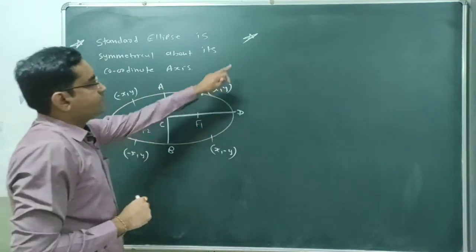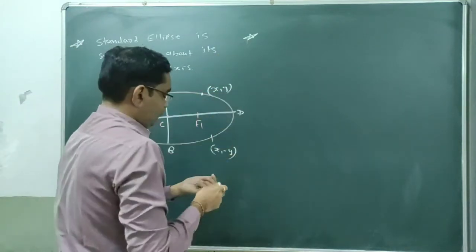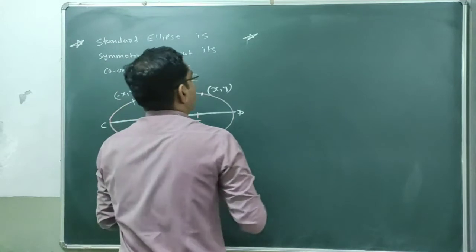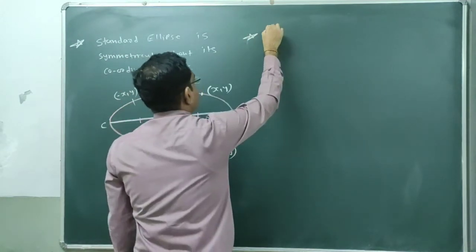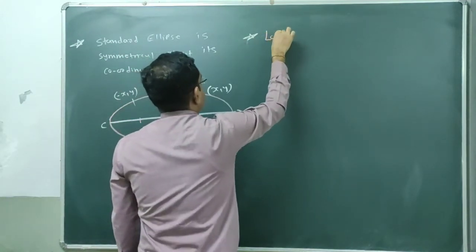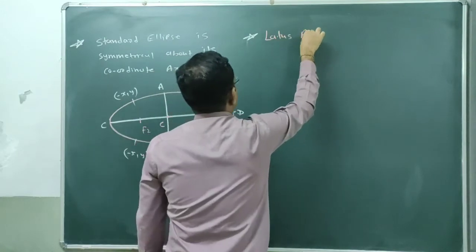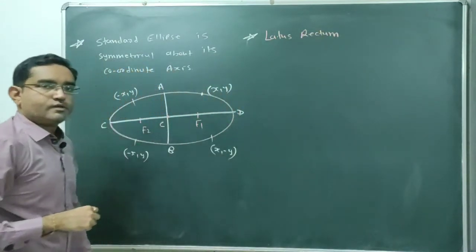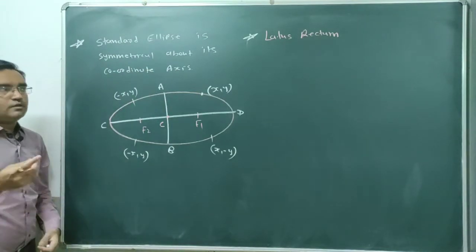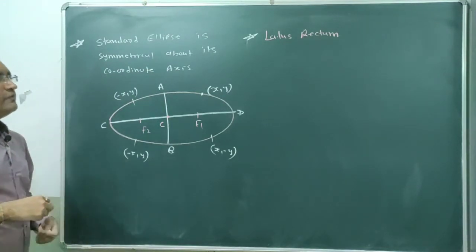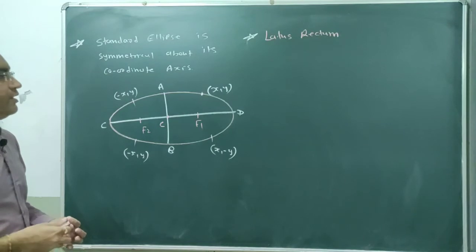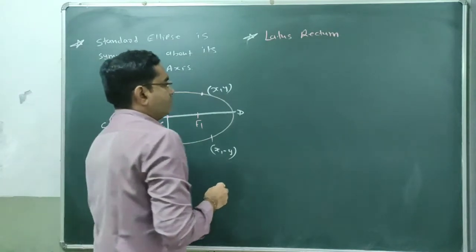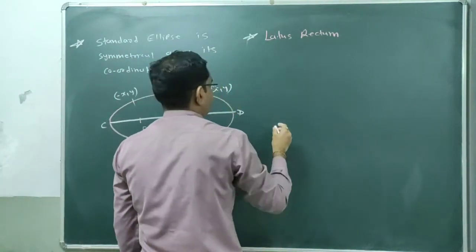Next one is length of latus rectum of an ellipse. So what is the latus rectum of an ellipse? We have discussed latus rectum of a parabola. Same way, we have to define the latus rectum in ellipse also. So let me try to draw the diagram again.